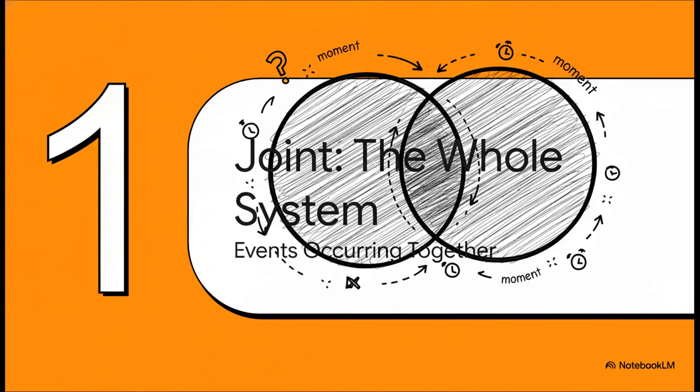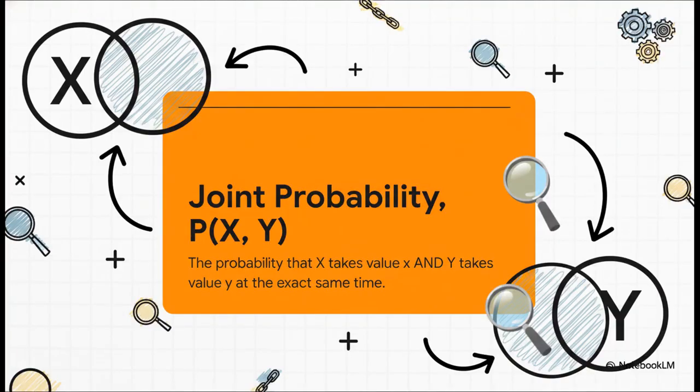First up, the absolute foundation for everything else we're going to talk about, joint probability. This is how we look at the whole system and ask that one simple question. What are the odds of two different things happening at the exact same moment? So the word you've got to burn into your brain here is "and." Joint probability, which we write as P(x, y), isn't about x or y happening. It's about x and y happening together, as a pair. It's the probability of a specific combo.